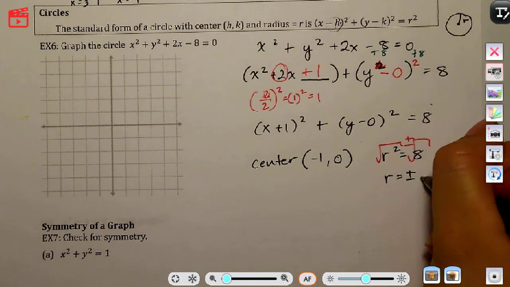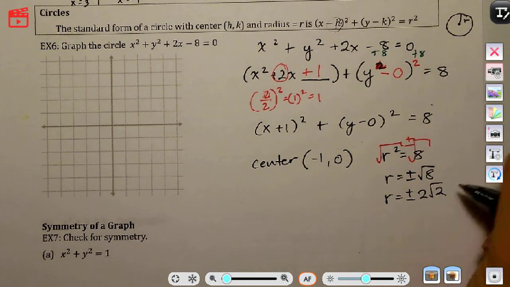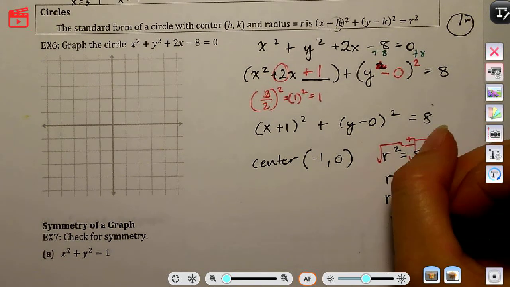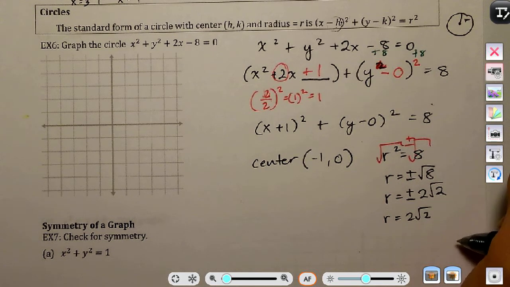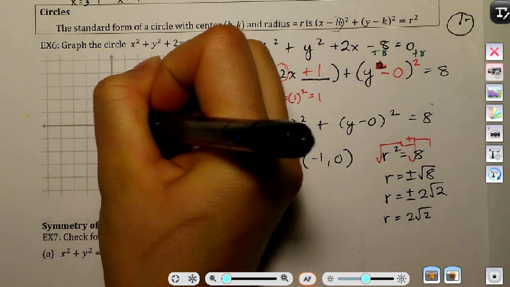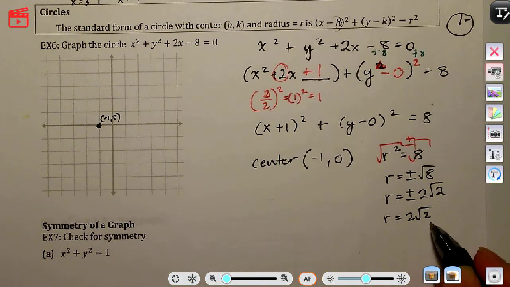r equals plus or minus the square root of 8. Simplified, r equals plus or minus 2 root 2. We don't have negative radiuses, those don't exist. So we're going to go ahead and take the positive. So the radius is 2 root 2. All right, let's go ahead and graph this. My center is (-1, 0) and my radius is 2 square root of 2.